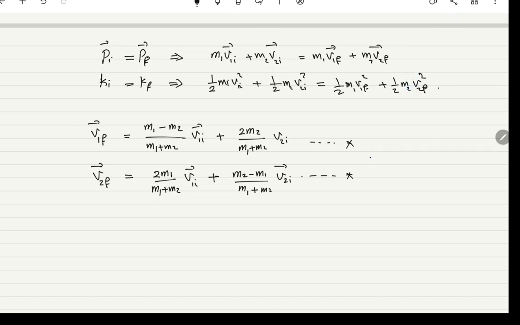And remember, positive v means the object is moving to the right, and negative v means the object is moving to the left. So v positive, going to the right; v negative, going to the left.